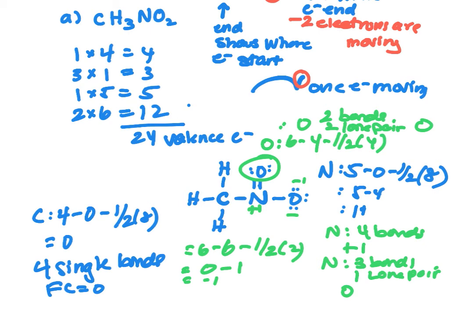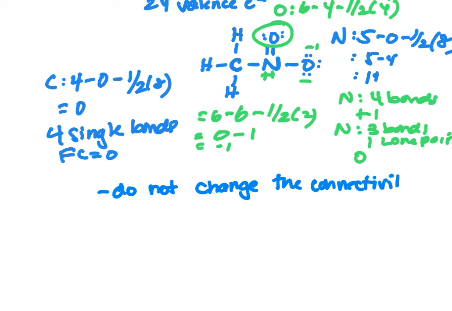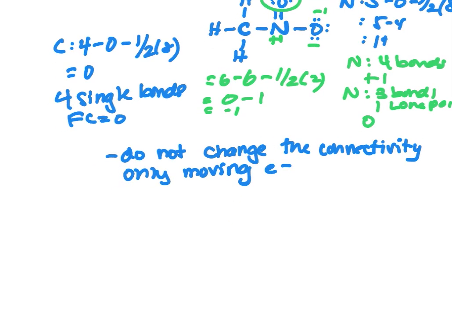So we have our Lewis structure, we have our formal charges. Now let's look at resonance. When you're drawing a resonance hybrid, do not change the connectivity. We're only moving electrons, okay? So I'm going to draw my connectivity as I have it above.